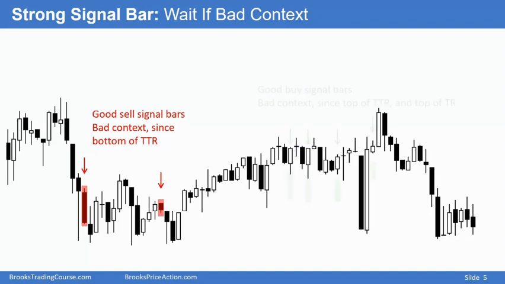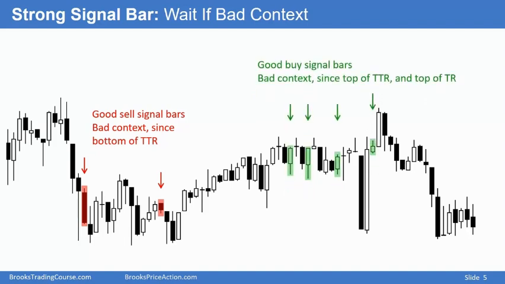Good-looking buy signal bars do not mean traders should buy. Look to the left. We're in a tight trading range here, and it's within a larger trading range. It's better to be looking to sell when the market's at the top, and better to be looking to buy when it's at the bottom.